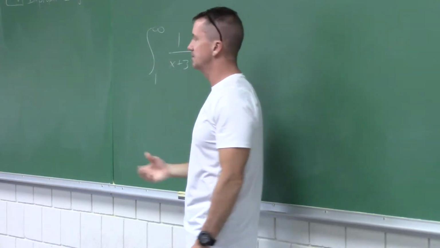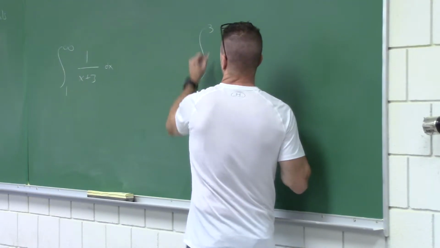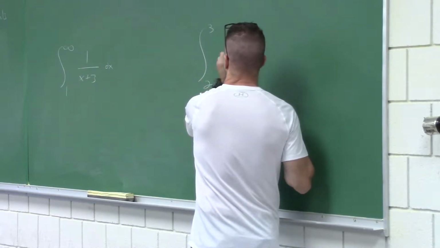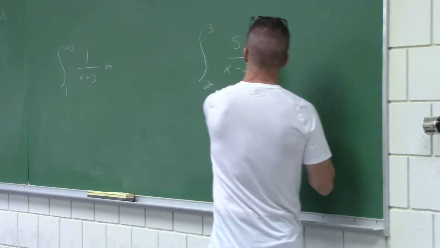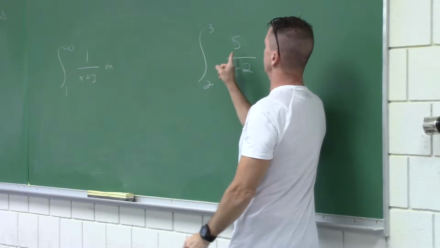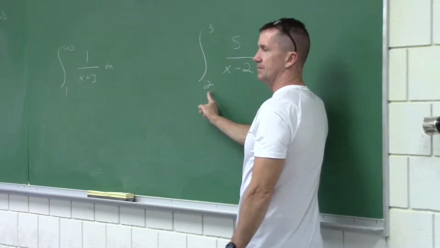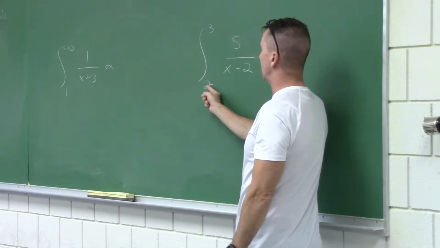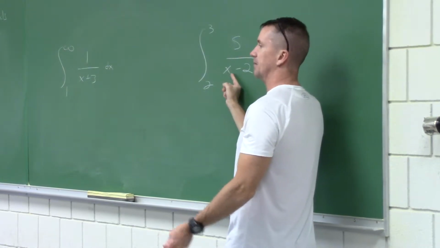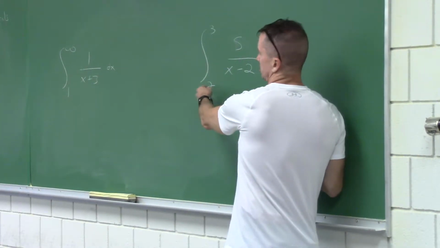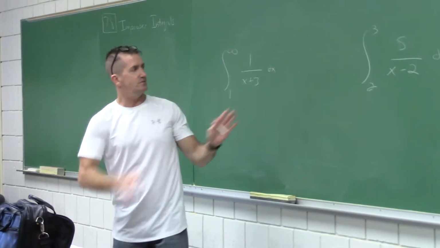All right. The other type won't have an infinity in there, but maybe it has a 3 and a 2 and a 5 over x minus 2 dx. This is another type of improper integral. Do you see what's going on here? Right here, at x equal to 2, what would happen to this rational expression? 0. Yep, 0 in the denominator makes it undefined. So this is causing what we call an infinite discontinuity at x equal to 2. And so these are the two types.